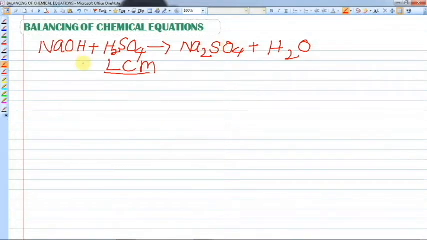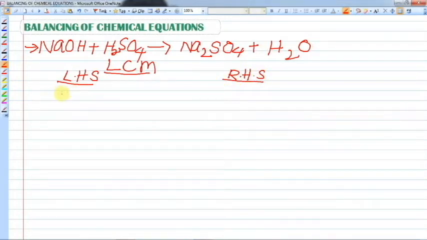Now how to balance the chemical equation? There is a small, very easy method. What's the method? Let's see. Actually, this is the unbalanced reaction. Now how to balance it? Let me explain the balancing. On the left hand side, how many atoms are there, and on the right hand side, are the atoms balanced or not? Let us check the balance first.